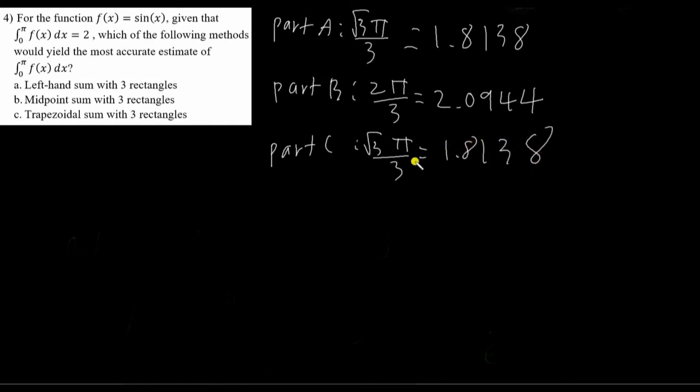Technically, you don't even have to do this out. These both can't be the answer, so it was obviously going to be part B. But again, looking at this, it's clear that part B, the midpoint sum, gave us the best estimate of the integral, because 2.09 is a lot closer to 2 than 1.8 is. And I don't know if this is concretely true or not, but I feel like a lot of the time the midpoint sum is one of the most accurate types. I'm not sure if that's actually true, I'm just guessing.